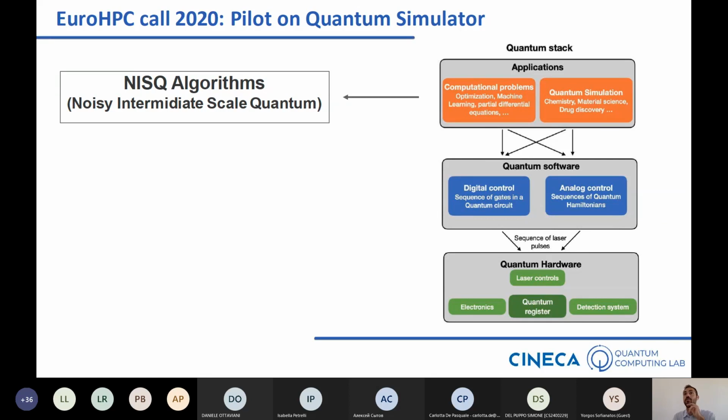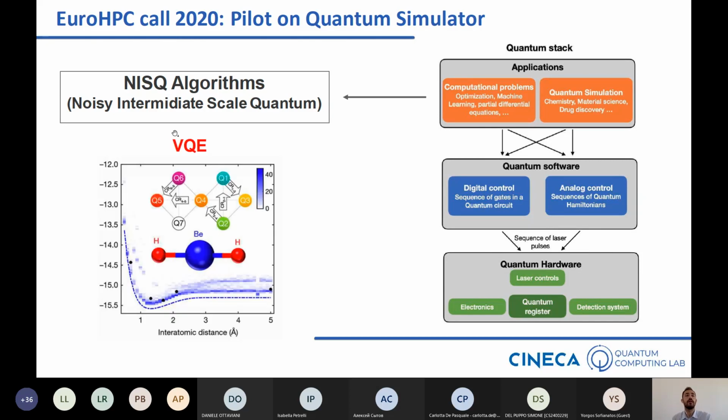The applications that these NISQ algorithms can solve are still very interesting, because they can be used for quantum simulation, like in chemistry and drug discovery, but also in problems like optimization and machine learning. So there are, let's say, three major classes belonging to the NISQ algorithm set.